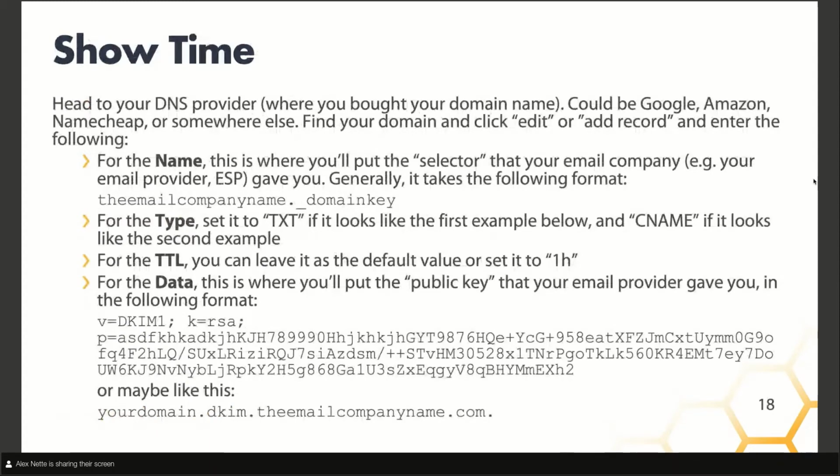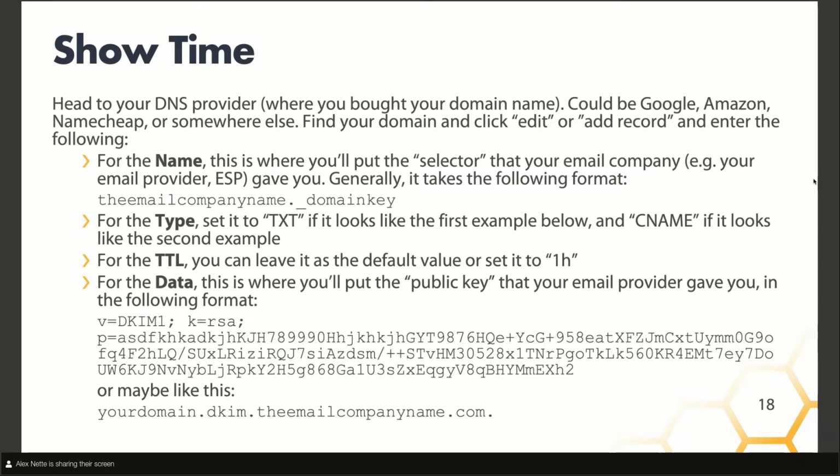So again, we're going to head to your DNS provider, crack that window back open and click Edit or Add Record. In this case, for the name, this is where you're going to put the selector that your email company gave you. Generally it takes the following format: the email company name, dot, underscore domainkey. So it might be google._domainkey, salesforce._domainkey, something along those lines. For the type, you'll leave it as TXT if it looks like the first example below. We'll get into that in just a second. Or CNAME if it looks like the second example. For time to live, you can leave it as a default value or set it to 1 hour.